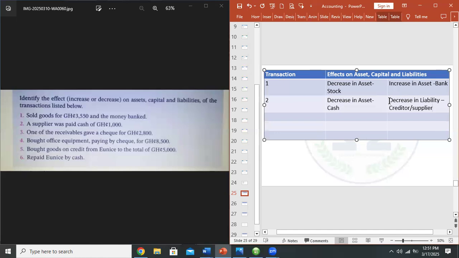Please, any question based on the two transactions? Any question? Please, no.